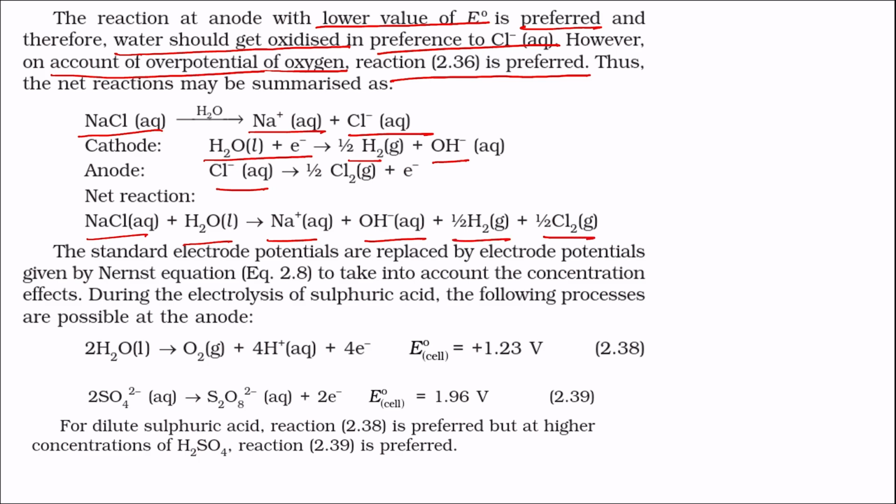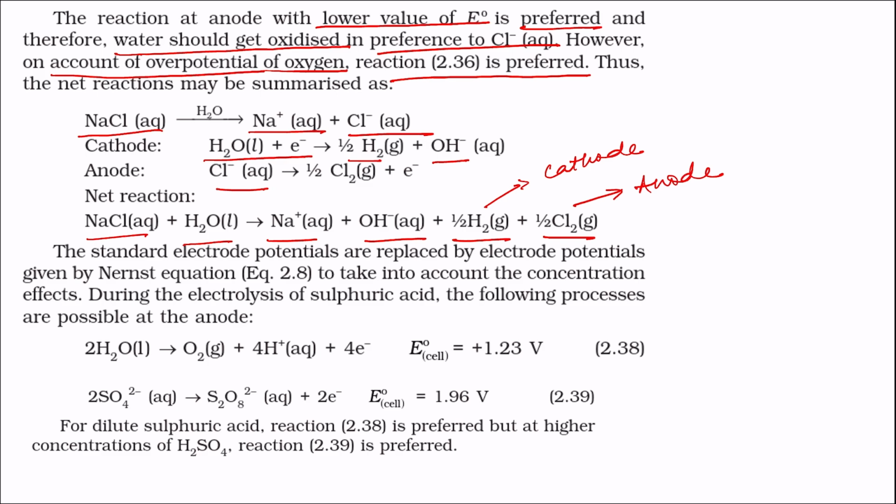Hydrogen gas is formed at the cathode, and chlorine gas is formed at the anode. And Na+ ion from NaCl is left in solution, and OH- ion from H2O is left in solution. The standard electrode potentials are replaced by electrode potentials given by the Nernst equation to take into account the concentration effects.